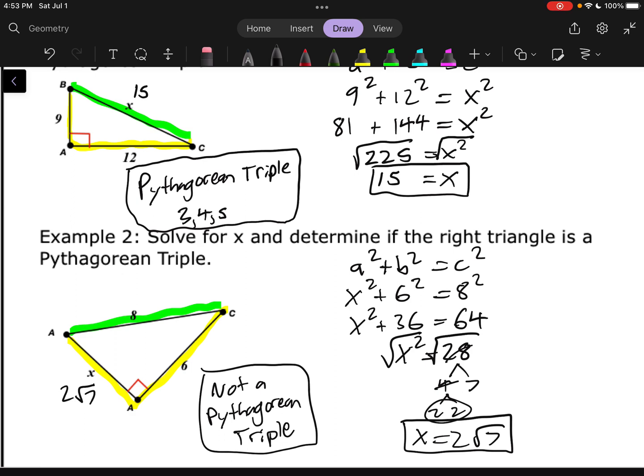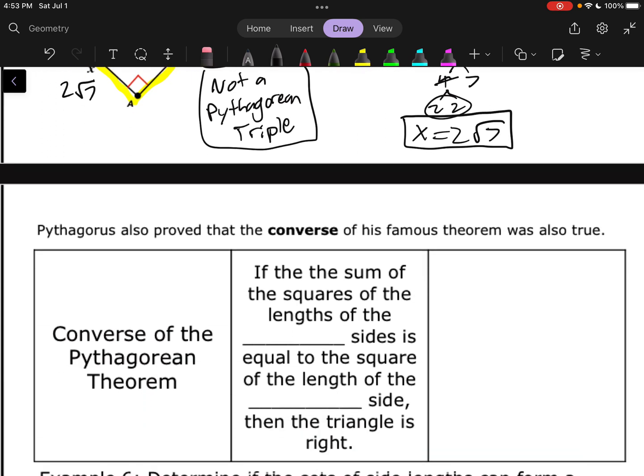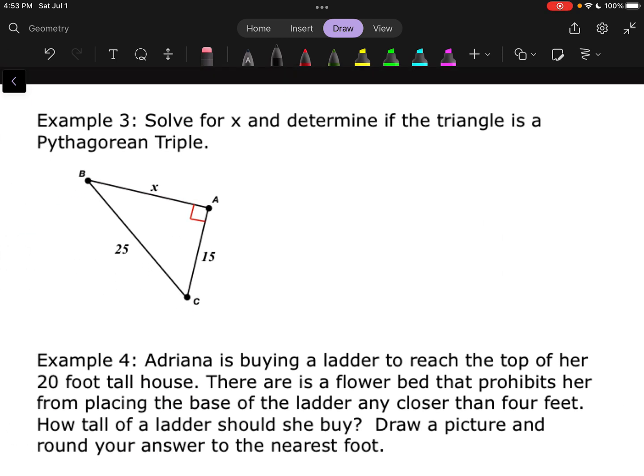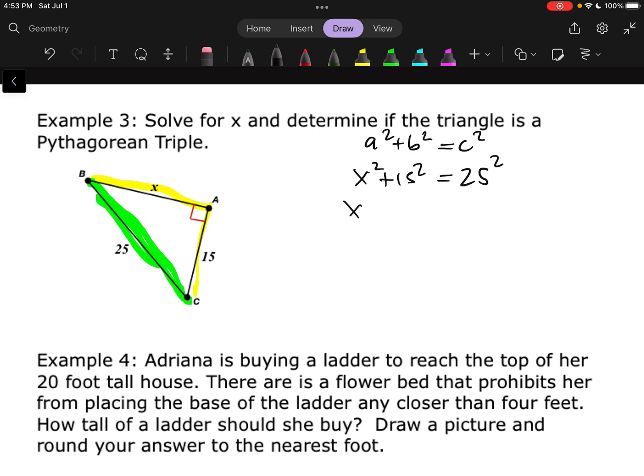Okay, let's keep moving. So let's go to the inside there and check out example 3. Once again, we got a Pythagorean triple. All right, so those are my legs. This is my hypotenuse. So a squared plus b squared equals c squared. I'm looking at x squared plus 15 squared equals 25 squared. 15 squared is 225. 25 squared is 625.